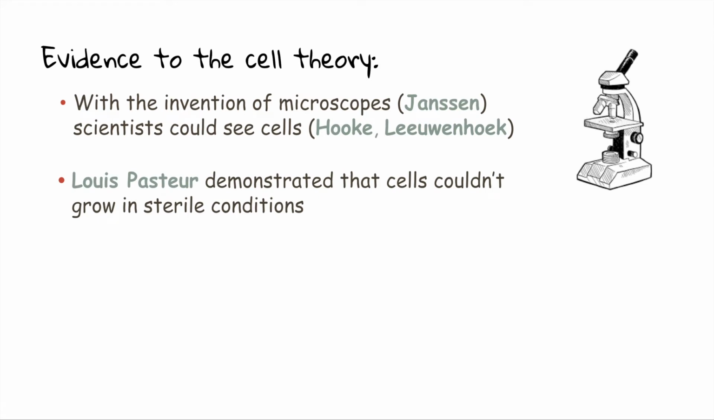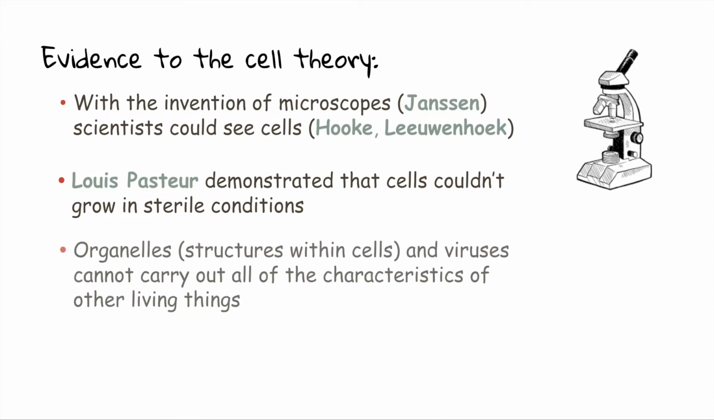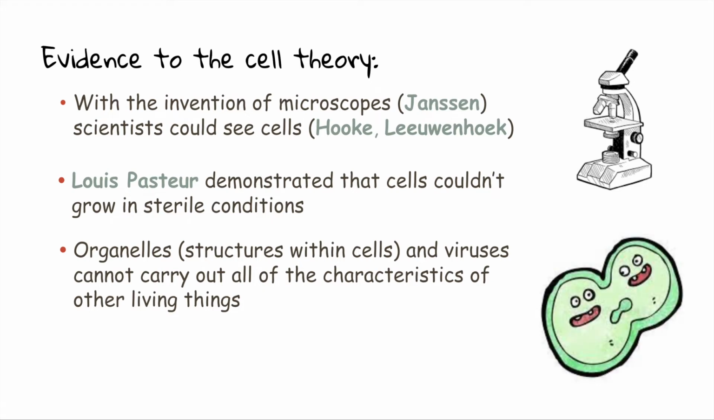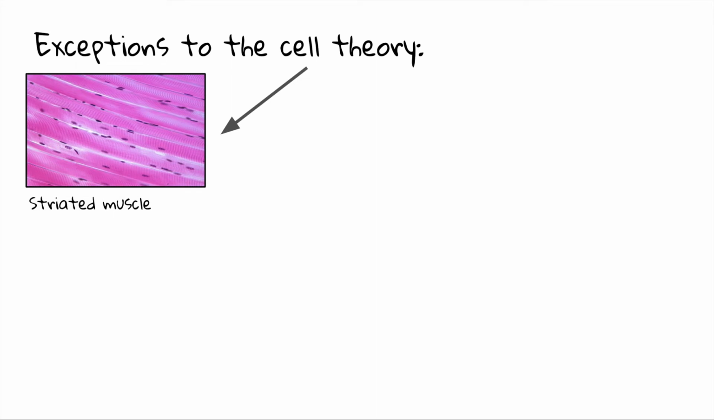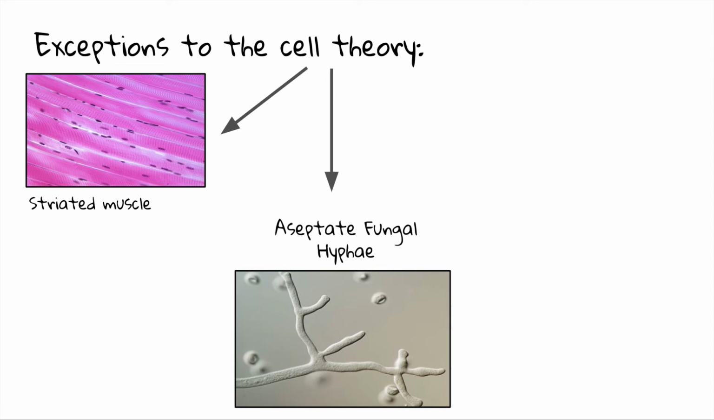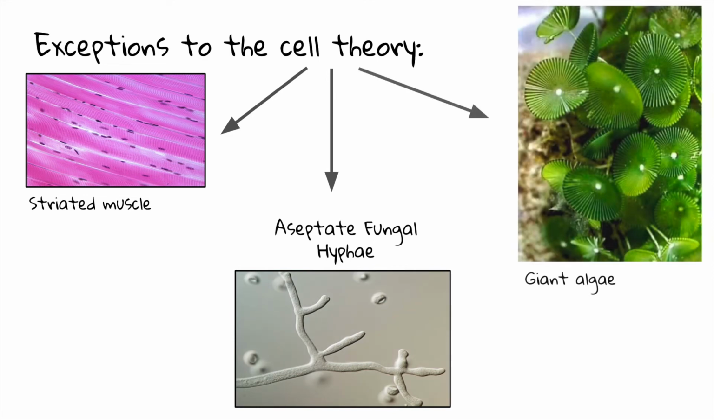Some more evidence for the theory is that the scientist Louis Pasteur demonstrated that cells couldn't grow in sterile conditions. Organelles and viruses cannot carry out all of the characteristics of other living things. So we also have exceptions to the cell theory. So these are cells that defy the cell theory and go against the three primary statements of the theory. The first exception is the striated muscle. And then we have the aseptate fungal hyphae and the giant algae.